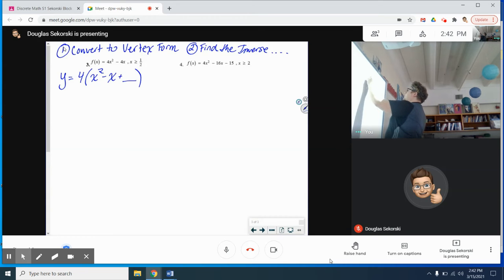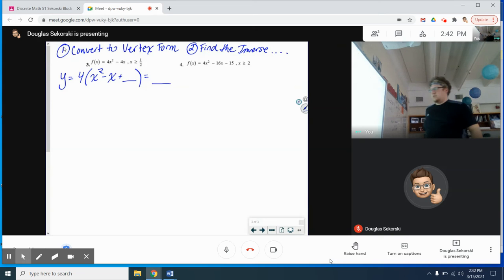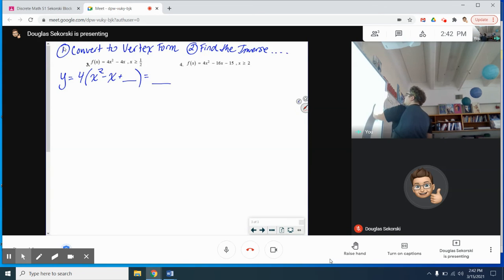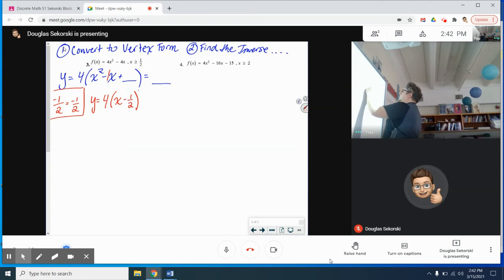Okay, and then we'll say equals, and we've got to have a little number here added. So let's try it. Let's take that coefficient of -1. -1 divided by 2 equals -1/2. So right away, we can do y equals 4 times x minus 1/2 squared.